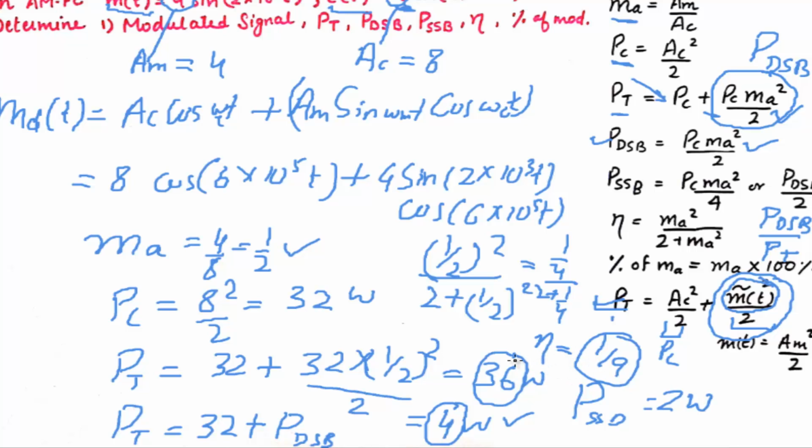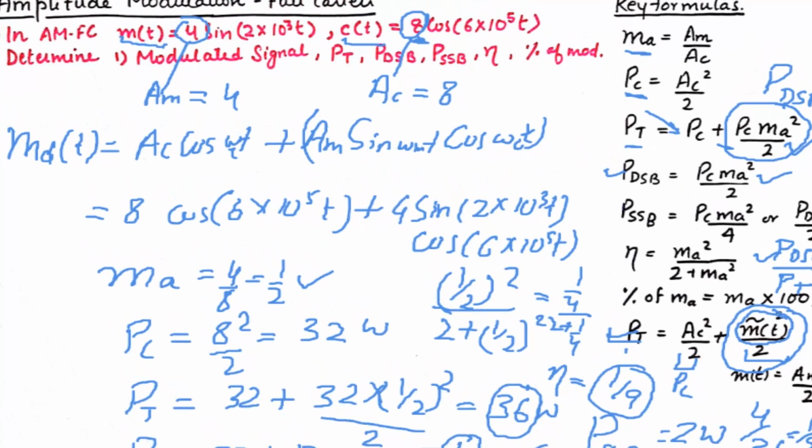You could see the efficiency from here also. It is the power of 4 by 36 again, which is 1 by 9. I told you this is another method of finding the efficiency, power in the double sideband upon total power. So total power was 36, power in double sideband was 4, so my efficiency is 1 by 9. So that is how you can calculate anything and everything that is asked in a question like this.